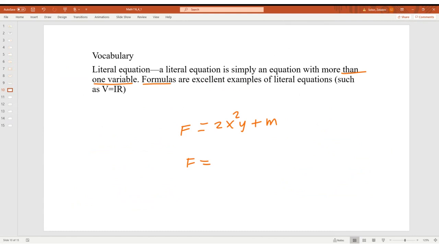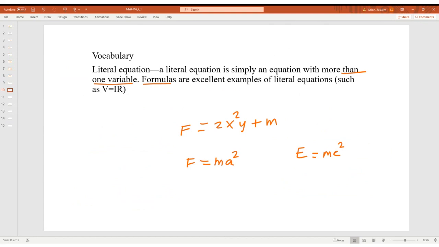F is equal to m a. So this is real world. There's mass times acceleration. This is a physics problem. If you don't know what mass or acceleration is, don't worry about it. Or the famous equation E equals mc squared. Energy equals mass times the square of the speed of light. So matter can be changed into energy. That's basically what this formula says. This kind of literal equation is called a formula because it represents a real world situation.